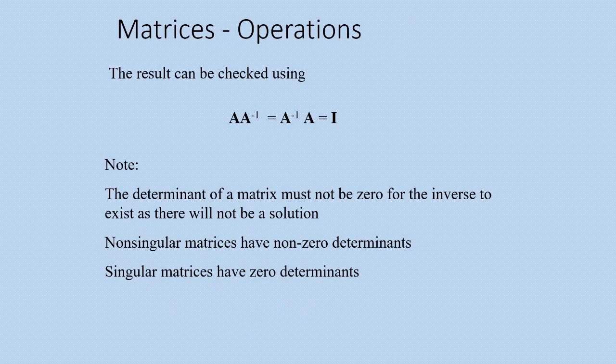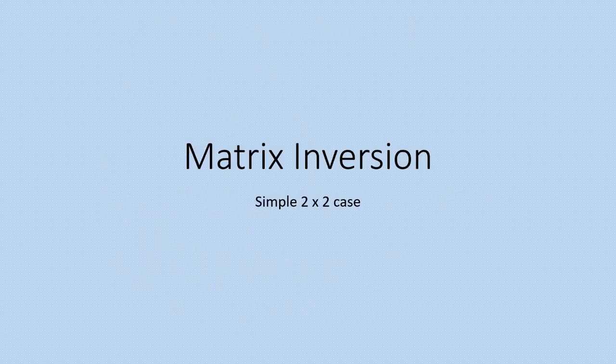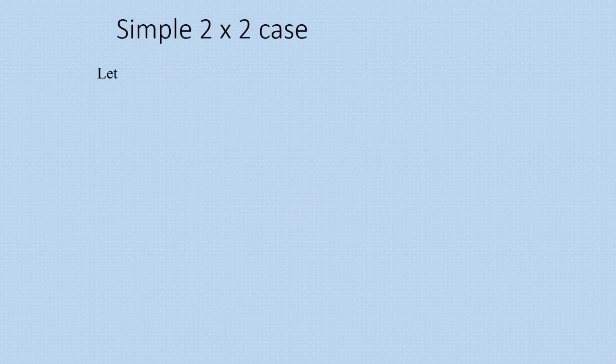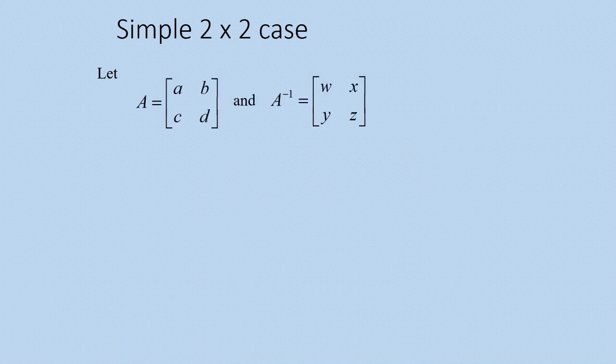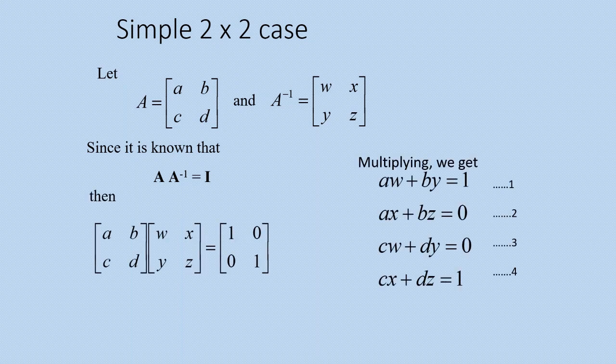Now, let's understand more of matrix inversion in the simple 2x2 case. Let matrix A be this, A inverse be this. Since we know A times A inverse is identity matrix, this. Multiplying A and A inverse.